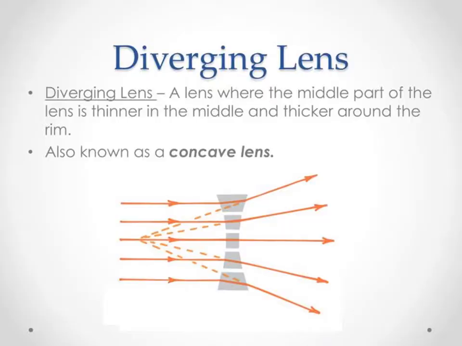We know before that convex lenses are thin in the middle and thickest round the edge. When rays parallel to the principal axis pass through the concave lens, they are bent outwards. So the concave lens is also called a diverging lens, where the middle part of the lens is thinner and thicker around the edge.